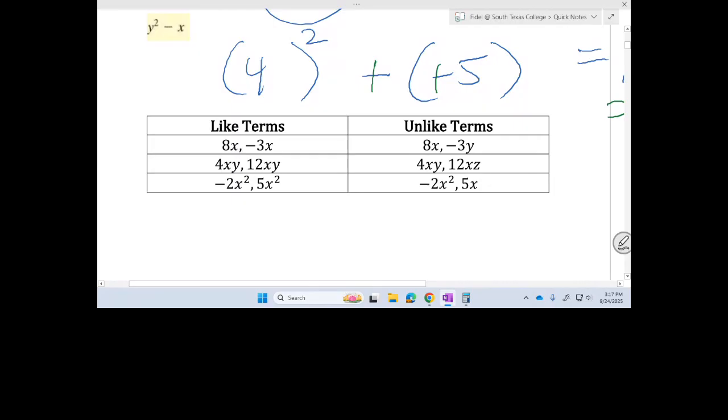So why are these not like? Well, one's an X and one's a Y. This is an XY, but this is an X what? Z, not exactly the same. This is an X squared, and that's just an X. In order for them to be like terms, they gotta be exactly the same.